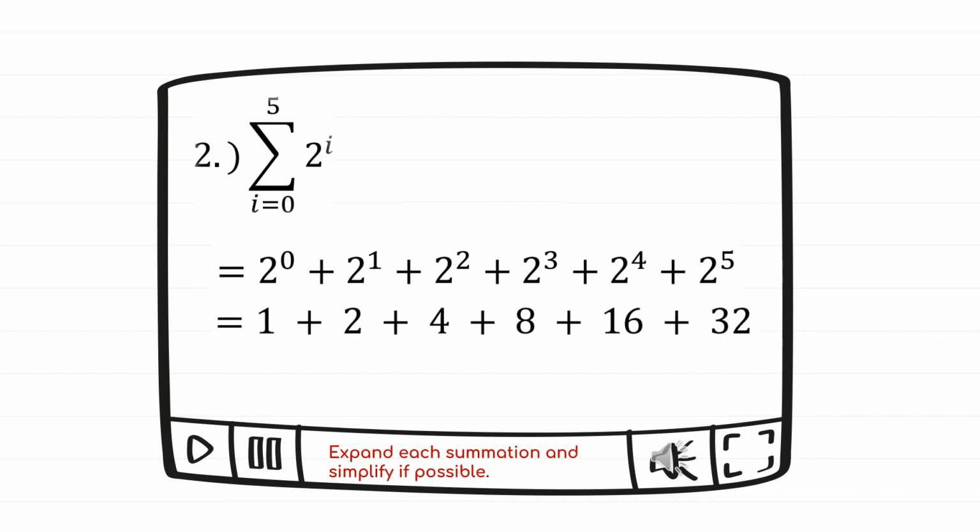to 0 is equal to 1, plus 2, plus 2 squared is 2 times 2, that's 4, plus 2 cubed is 2 times 2 times 2, that is 8, plus 2 raised to 4, 2 times 2 times 2 times 2, that's 16, plus 2 raised to 5, 2 times 2 times 2 times 2 times 2, that is 32. Then we add 1 plus 2 plus 4 plus 8 plus 16 plus 32 equals 63. So we have the summation of 2 raised to I from I equals 0 to 5 equals 63.